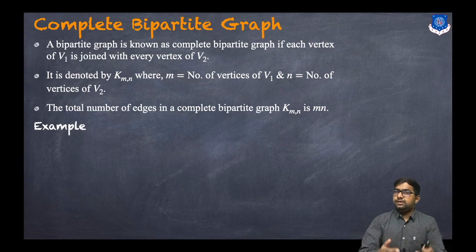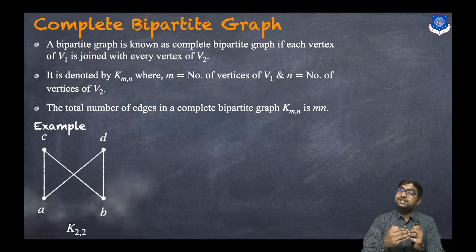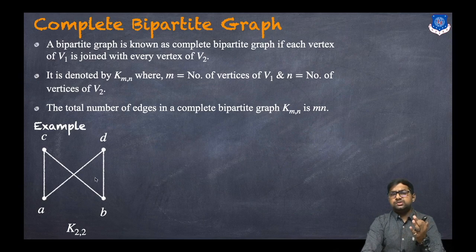For example, what will be K22? It is a complete bipartite graph where one bipartite set has two vertices and the other bipartite set also has two vertices. As you can see, A and B are not connected, C and D are not connected, and A is connected to each and every vertex of the other bipartite set. In the same manner B is also connected to every vertex of the other set, and the same holds for C and D.